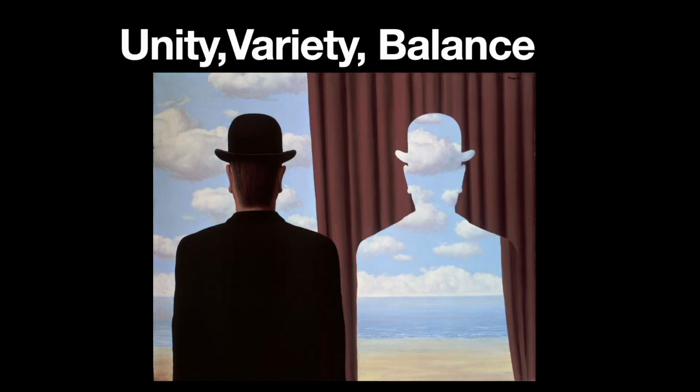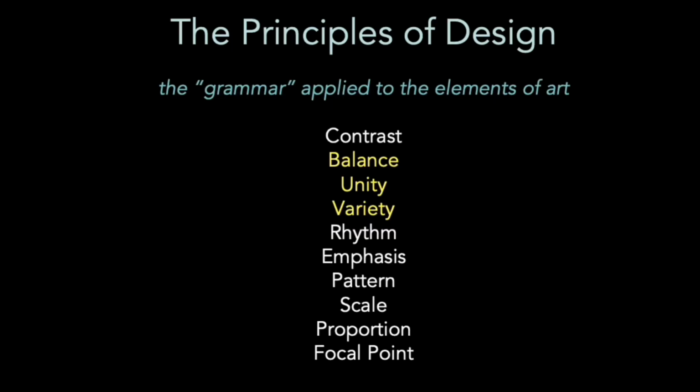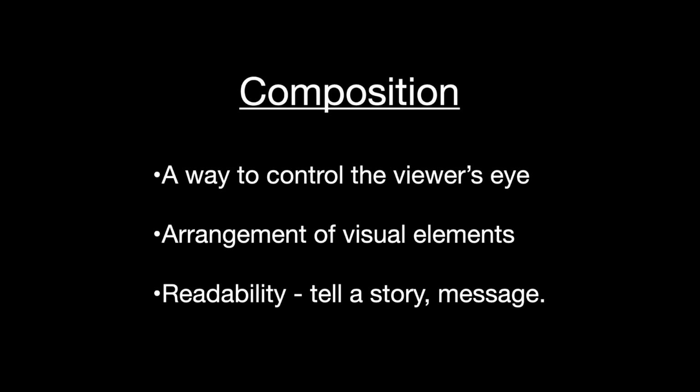In today's lecture, we'll talk about unity, variety, and balance. So here we have balance, unity, and variety. They're part of the principles of design. We're not covering any elements in this lecture. Okay, composition. Composition is one of the biggest parts of two-dimensional art. It's a way to control the viewer's eye, and it's the arrangement of visual elements in the pictorial plane. And it's all about readability, tells a story, a message.